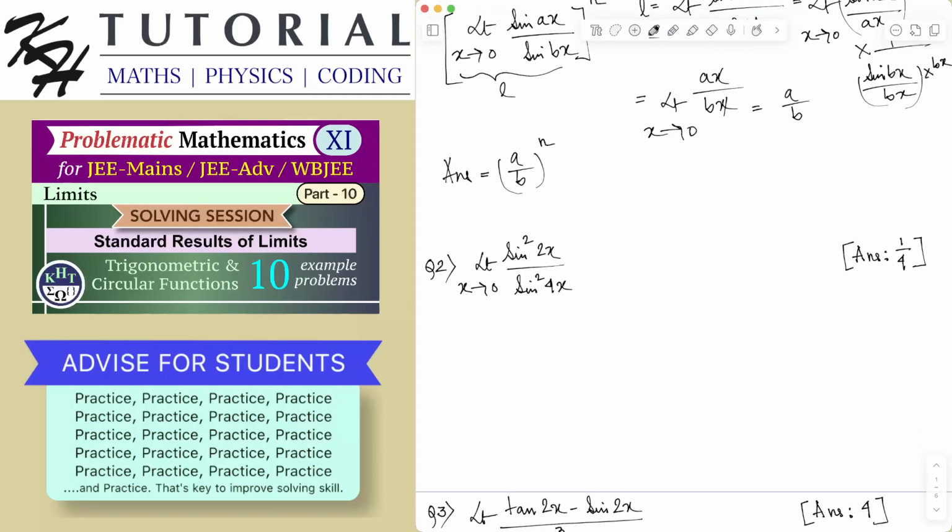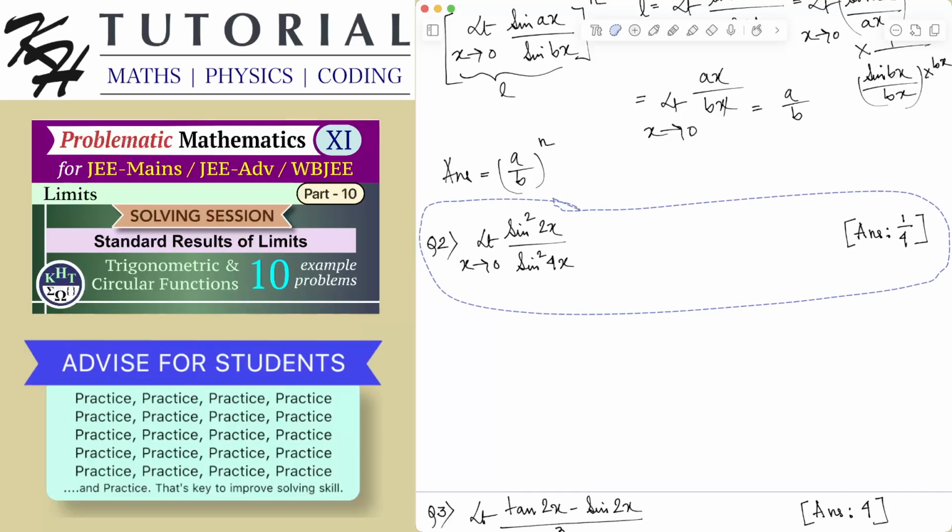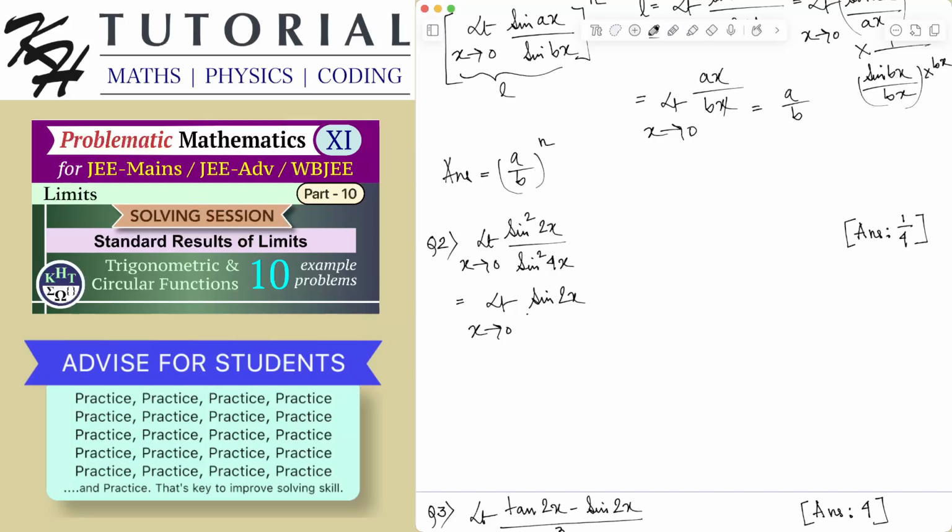Limit x tending to 0 sin square 2x divided by sin square 4x. Again we can write it as limit x tending to 0 of (sin 2x divided by sin 4x) whole square. So this will be equal to limit x tending to 0 of (sin 2x by sin 4x) whole square.